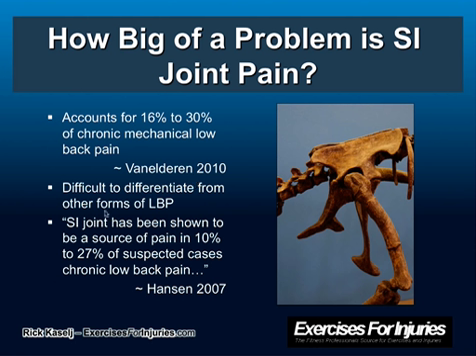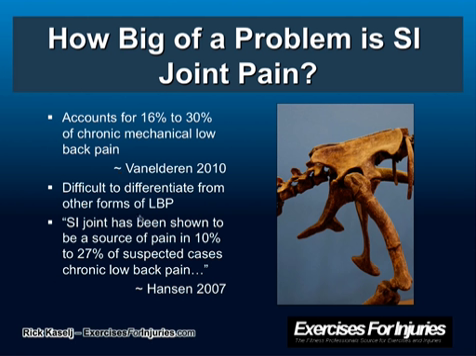Difficult to differentiate from other forms of low back pain. So SI joint injury and pain. SI joint has been shown to be a source of pain in 10 to 27% of suspected cases of chronic low back pain. And this is Hansen, another article. So you can see, regular back pain, a good percentage of it is due to this SI joint pain. So it can be from 10% all the way to 30% of regular low back pain can be due to SI joint pain.